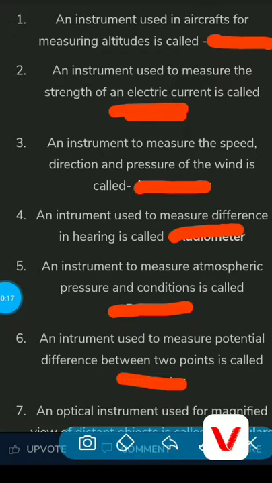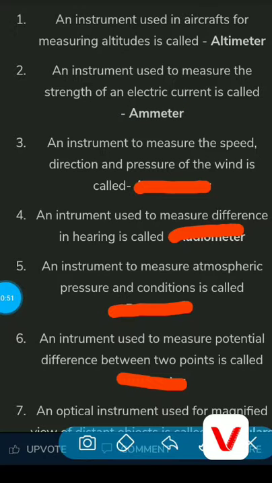Hi friends, so this is the list of scientific instruments. Okay, so we discuss from the first question. An instrument used in aircraft for measuring altitudes is called an altimeter. The second question, an instrument used to measure the strength of an electric current, is an ammeter.